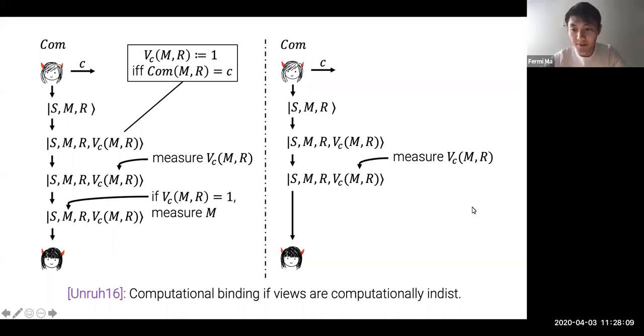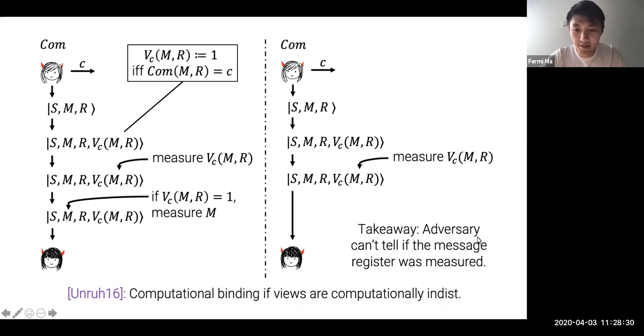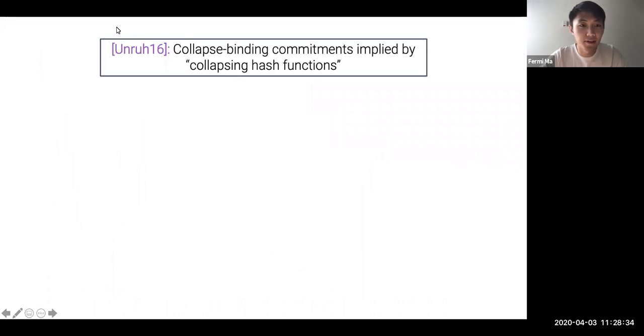Okay, so this definition is a little bit to unpack, but hopefully it makes sense. You can go back and derive this for yourself by just thinking about how a perfectly binding commitment works, and then what it means to be computationally indistinguishable from this.